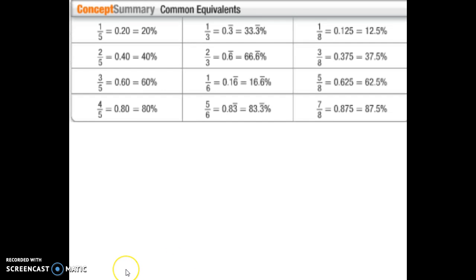Again, that's all I have. We're doing basically the same thing we did the last section, but we're adding decimals to it, which gives us more options. And with decimals, we're either moving the decimal 2 to the left or 2 to the right, depending on which way we're going, from percent to decimal or decimal to percent.